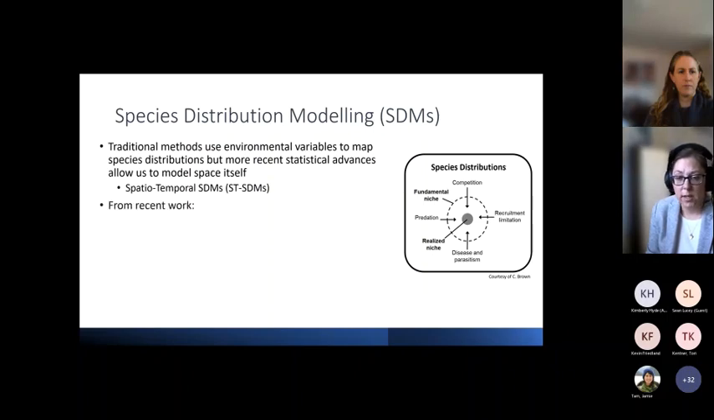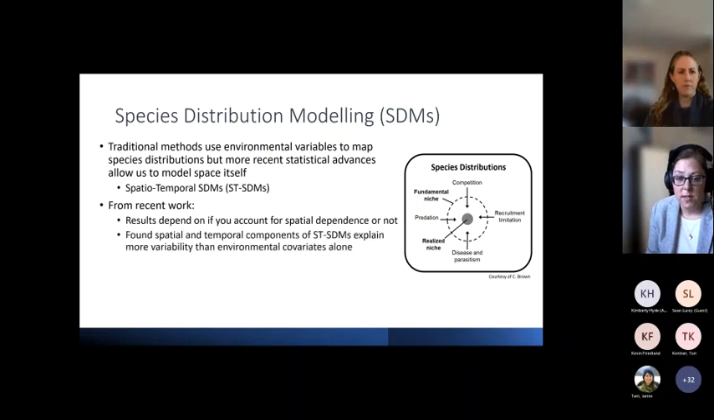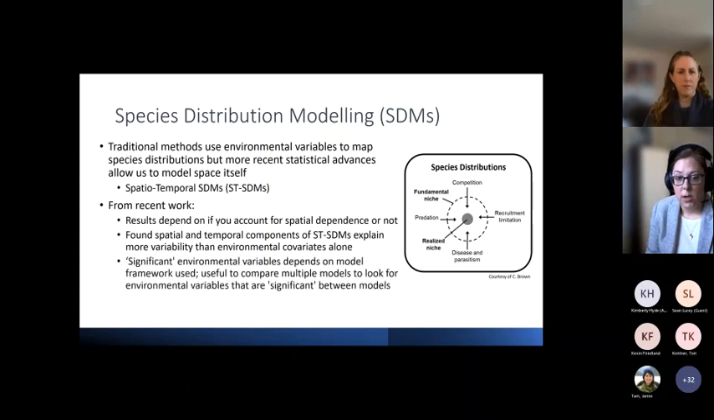From recent work that we've been involved in, we've found that your results really depend on whether you account for space or not, so whether you're accounting for spatial dependence or not. We found that spatial and temporal components of spatiotemporal SDMs can explain more variability than environmental covariates alone. Additionally, what is determined to be significant environmental variables really depends on the model framework that you're using. This is something to be aware of, particularly for projections into the future, and it's useful to compare multiple models to look for environmental variables that are significant between the models.